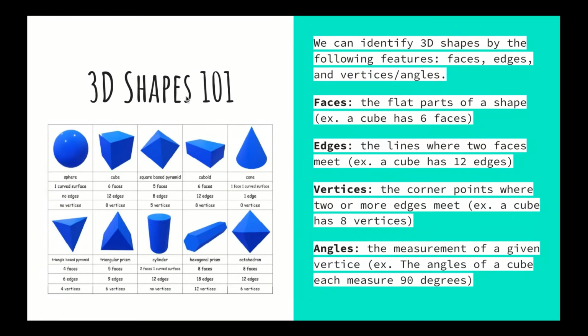And then they also have angles. You can measure the angle of a given vertice. So the angles of a cube still measure 90 degrees. They're all still right angles.